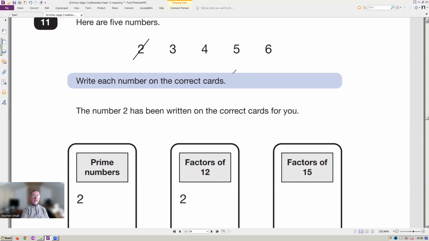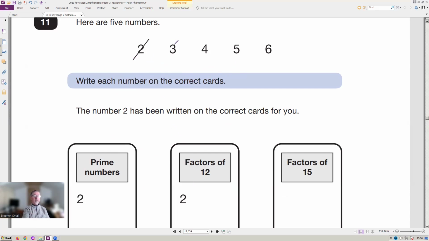Question 11. Here are 5 numbers. Write each number on the correct cards. The number 2 has been written on the correct cards for you. So the 2 can be used twice, I can see. 2 is a prime number and it's also a factor of 12. 2 goes into 12 6 times.